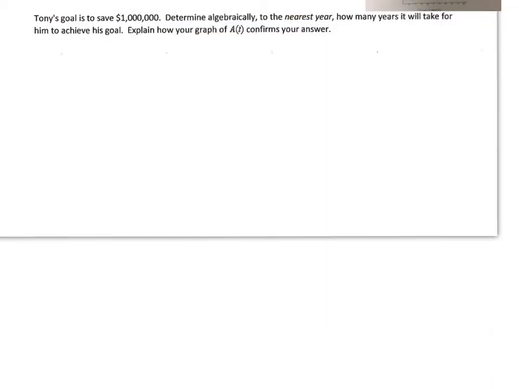Okay, now for the last part, Tony's goal is to save $1 million. Determine algebraically to the nearest year how many years it will take for him to achieve his goal. Okay, so if he wants to save $1 million, we're going to plug that in for A of t, the amount that he will have in the account after a certain time has passed. So for the left-hand side of the equation, we're going to plug in 1 million. And then I'm just going to copy down the right-hand side of the equation. Okay, so we're going to solve this.